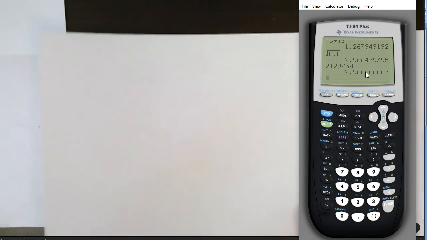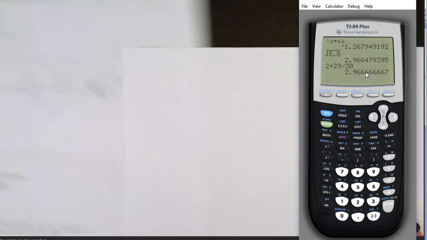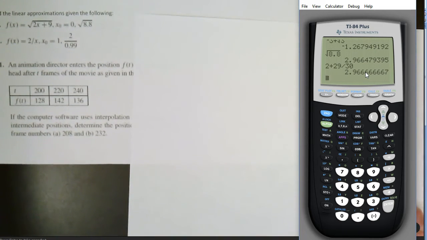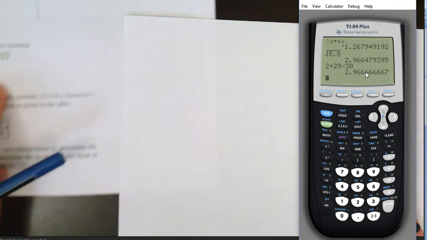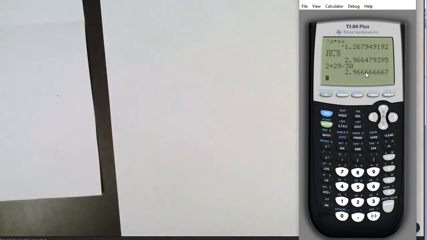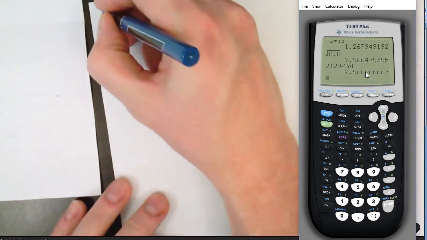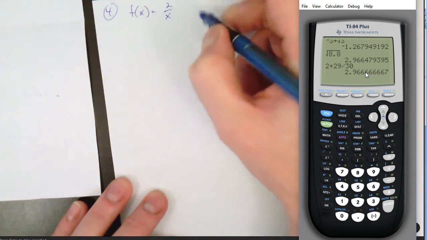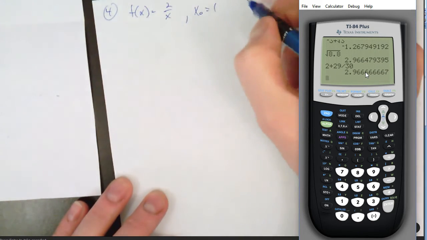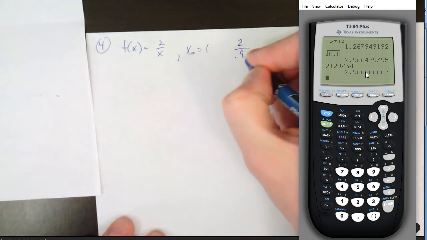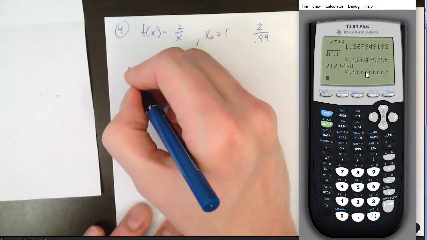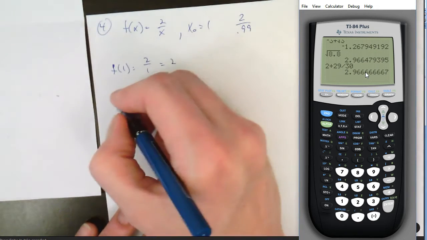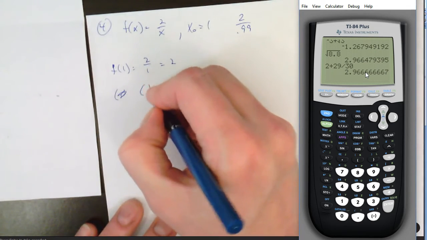Number 4, 2 over x, and doing then 2 over 0.99. Now this one you actually could divide out, so this isn't a big deal, but just to get a little bit something else, a little different flavor. So f of x equals 2 over x, x naught equals 1, and I'm going to do 2 over 0.99. So first of all, f of 1 is 2 over 1, which is 2. So my ordered pair is 1, 2.